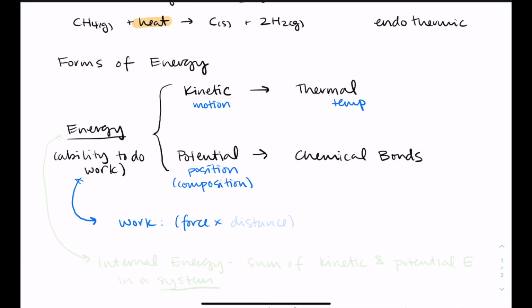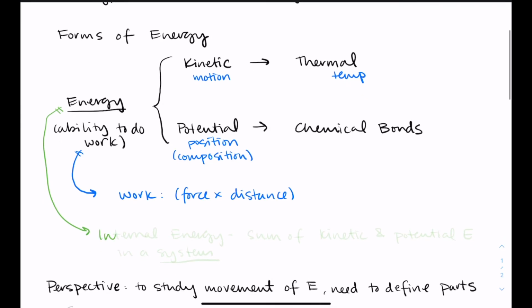For ability to do work, just a reminder that work is a force through a distance. That's going to come up in a lot of the things that we do. And also, by total energy, we will also refer to this as internal energy, which is the sum of the kinetic and potential energies in a system.